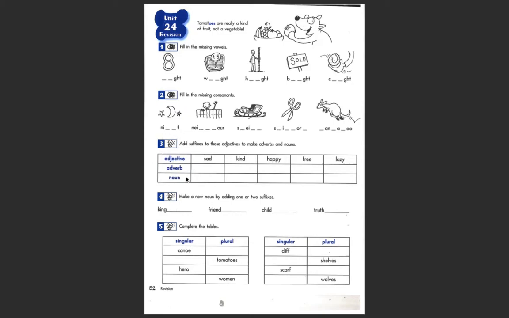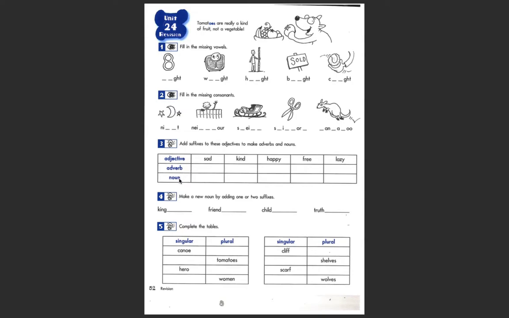Question number 3. Since you've just looked at the movie about adverbs, you should now really know what an adverb is if you didn't know it already. For question 3, it says add a suffix to these adjectives to make adverbs and nouns. So sad is the adjective. To make it an adverb, I can say sadly. To make it a noun, I can say sadness. So I'm adding something at the end of the word, a suffix you call that, to change it from an adjective into an adverb into a noun.